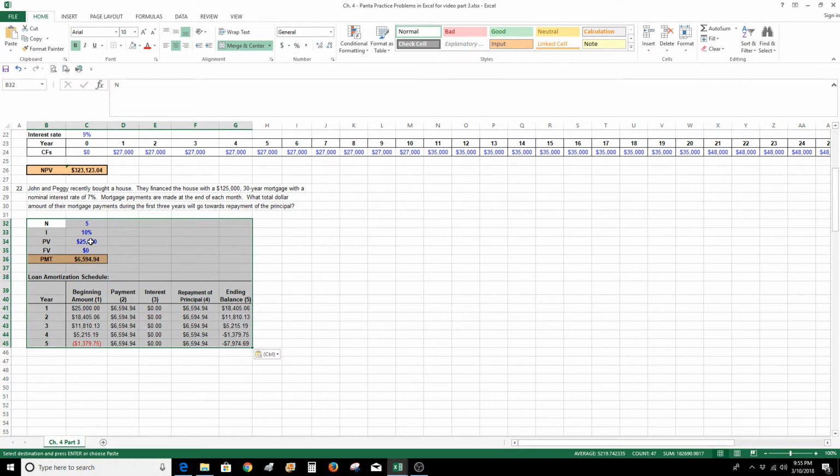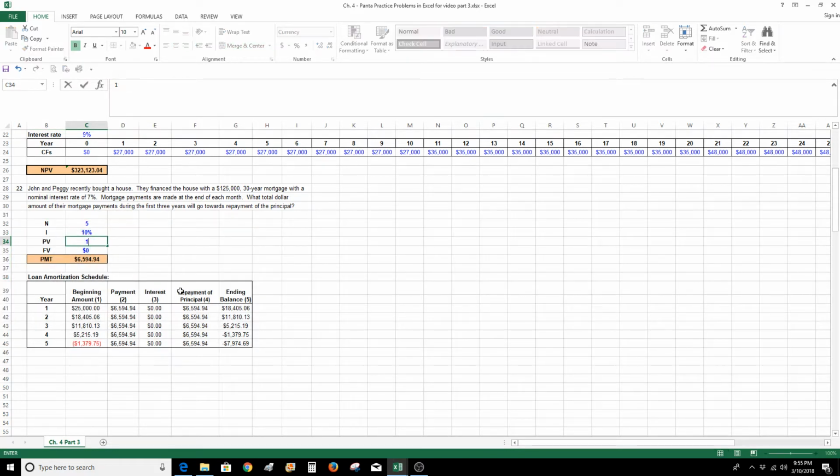So they've financed the house, so it's $125,000. It's a 30-year mortgage, but there's payments every month, so it's 30 years times 12, 360 months, and then the nominal interest rate is 7%. So we're going to take 7% divided by 12 because the payments are monthly. So that tells us that the payment is $831.63.